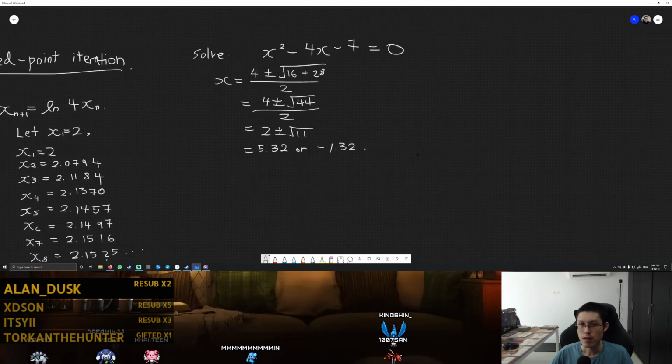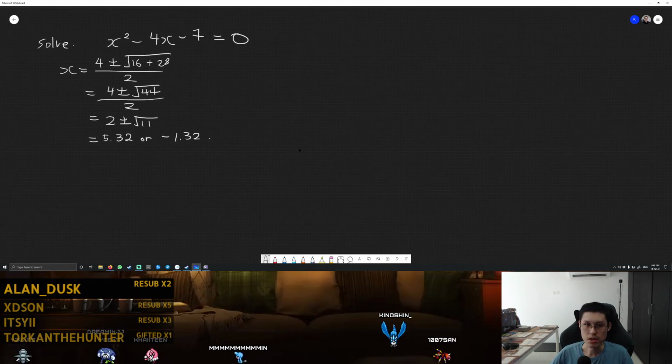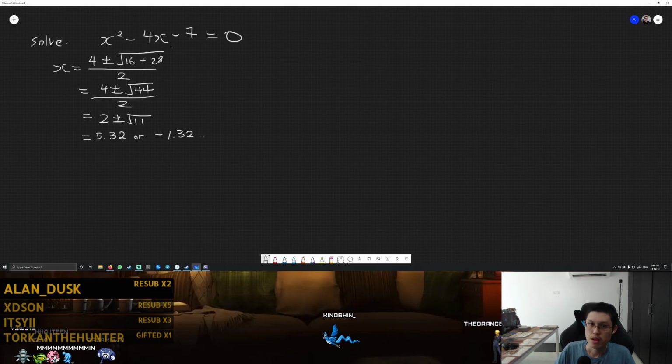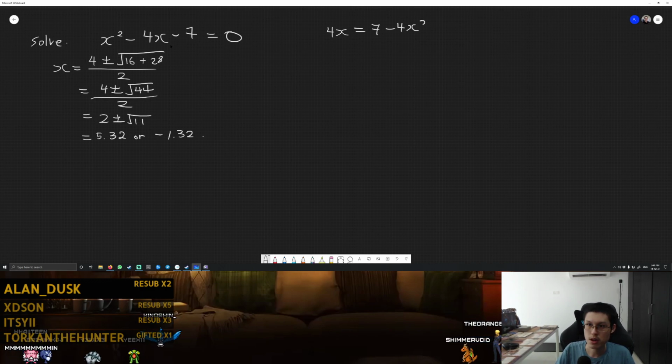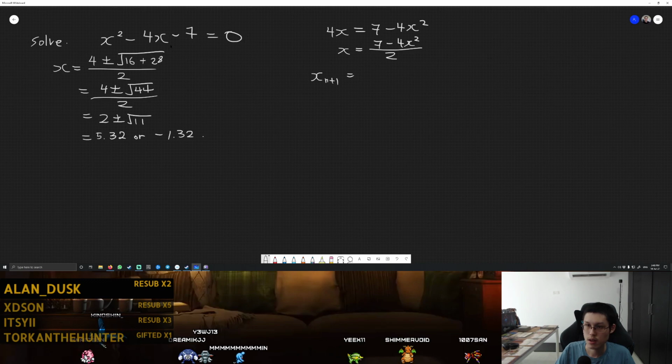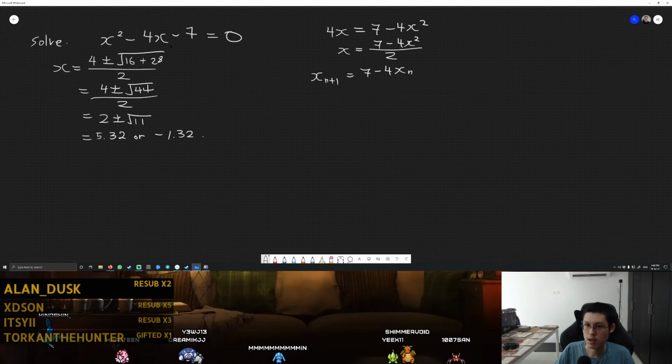What if you want to solve it using the fixed point iteration? Well, first we're going to choose one of these x's. So let's say we choose the second x here. We're going to make that second x the subject. So we're going to have 4x equals 7 minus x squared. x equals 7 minus x squared over 4. And then we're going to put in the subscript n plus 1, and the other one is x n squared.